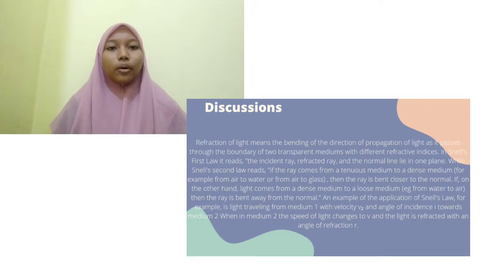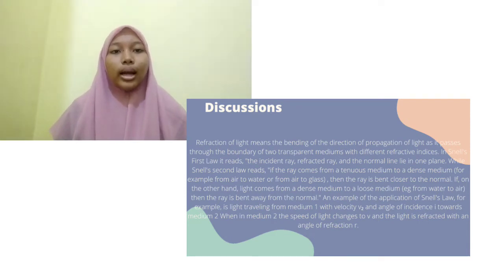Snell's second law reads: if the ray comes from a tenuous medium to a dense medium, for example from air to water or from air to glass, then the ray is bent closer to the normal. If, on the other hand, light comes from a dense medium to a loose medium, for example from water to air, then the ray is bent away from the normal.